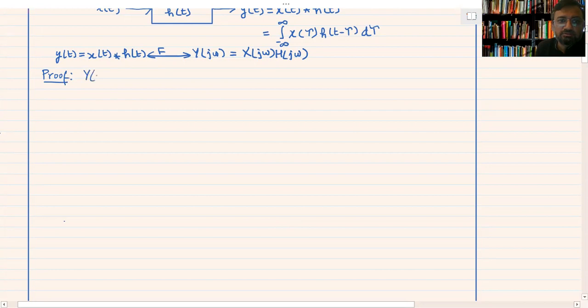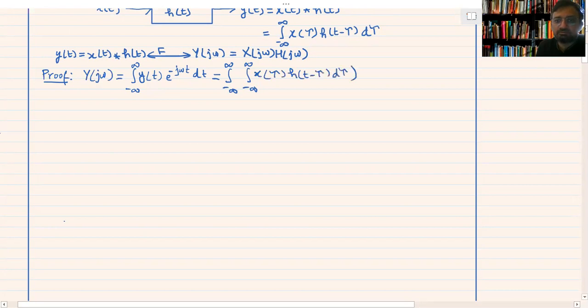we start from Y(jω), which is the Fourier transform of y(t), and then in place of y(t), we replace the convolution integral from minus infinity to infinity. So y(t) is a convolution of x(t) and h(t), x(τ) h(t minus τ) dτ, e to the minus jωt times dt.